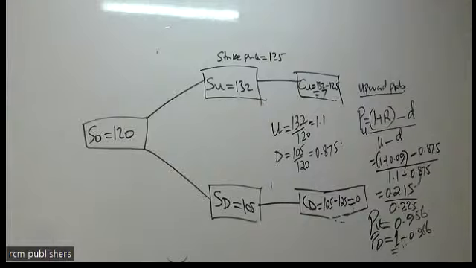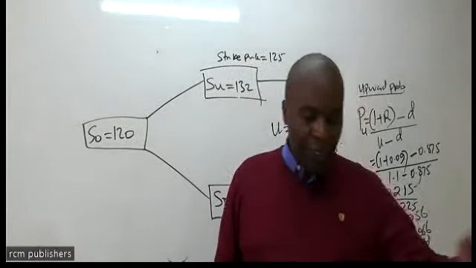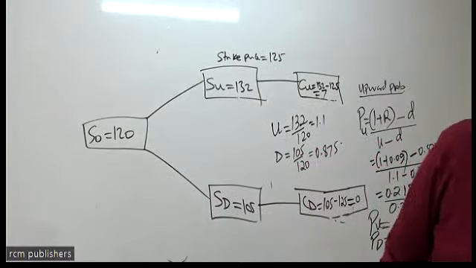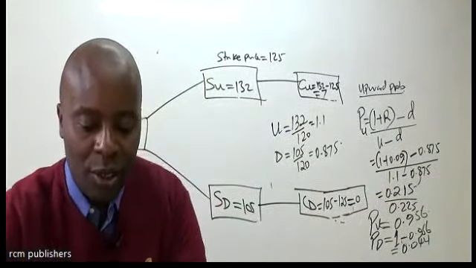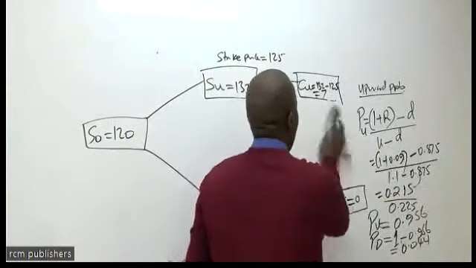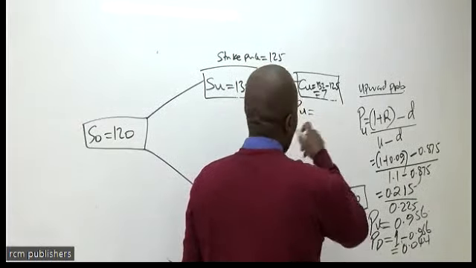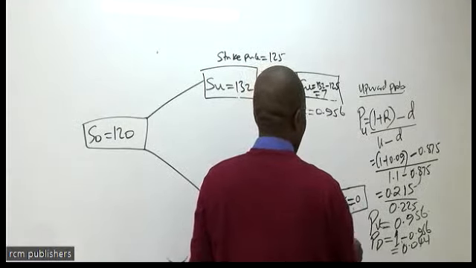1 minus 0.956, which will end up giving me 0.044. So this is what I'll come and put here. This is so interesting, because my probability of upward, I'm being told it is 0.956. My probability of downward is 0.044.